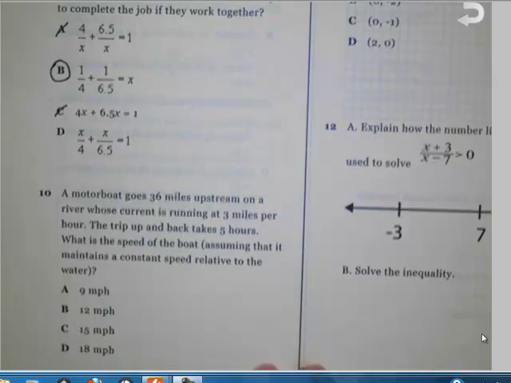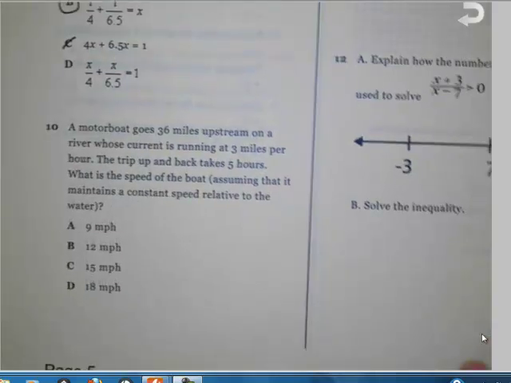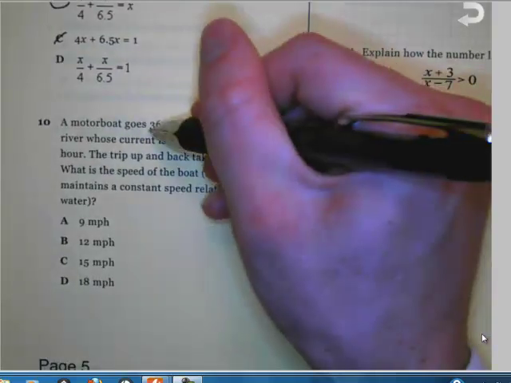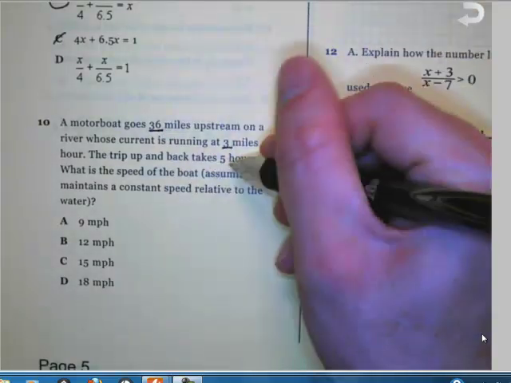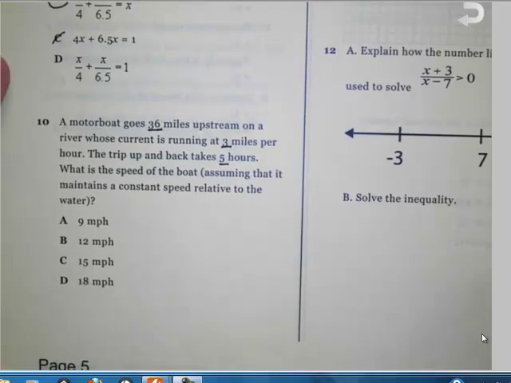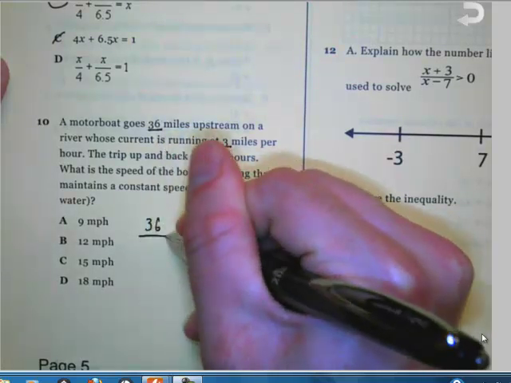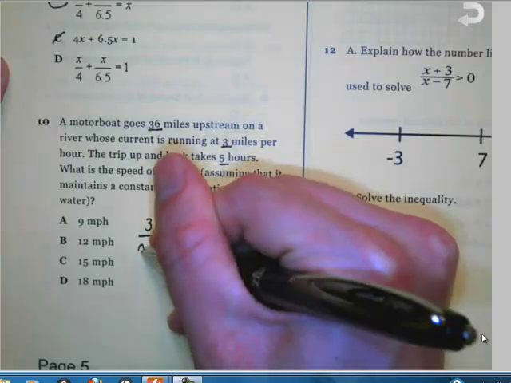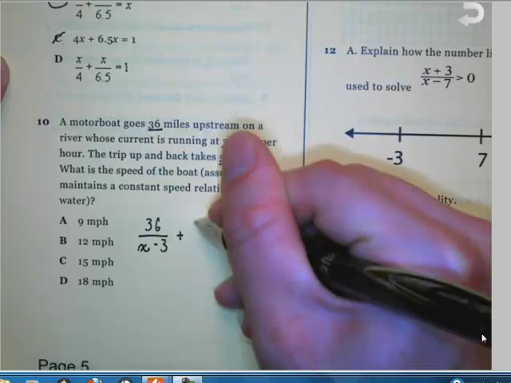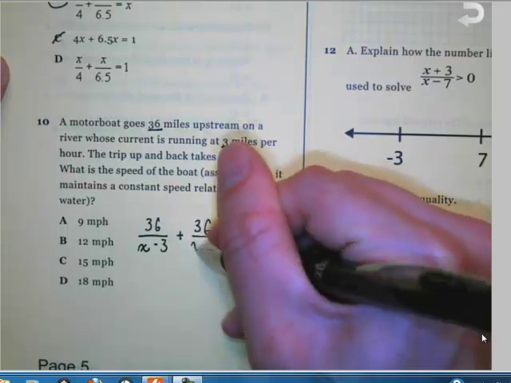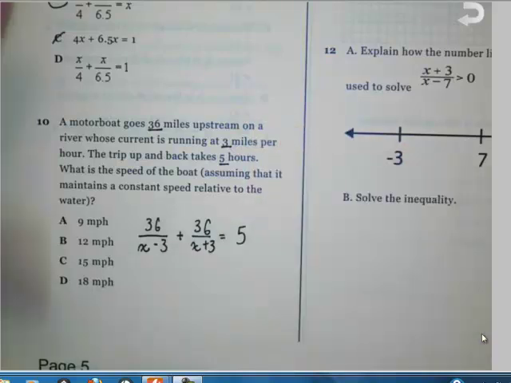Okay, let's take a look at number 10. You have the question of the motorboat. The motorboat goes 36 miles upstream on a river that's current running at 3 miles each way. Trip there and back takes 5 hours. So what you do is you take your distance, 36. First, upstream, you are fighting the current. So that's 36 over x minus 3 plus 36 over x plus 3. And that is going to equal 5 hours.